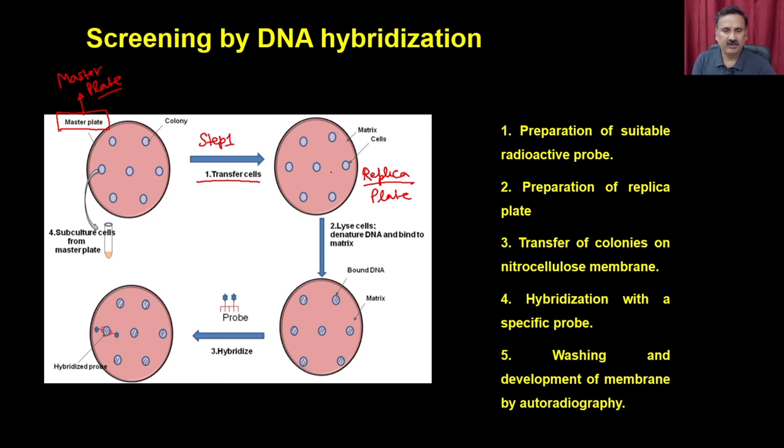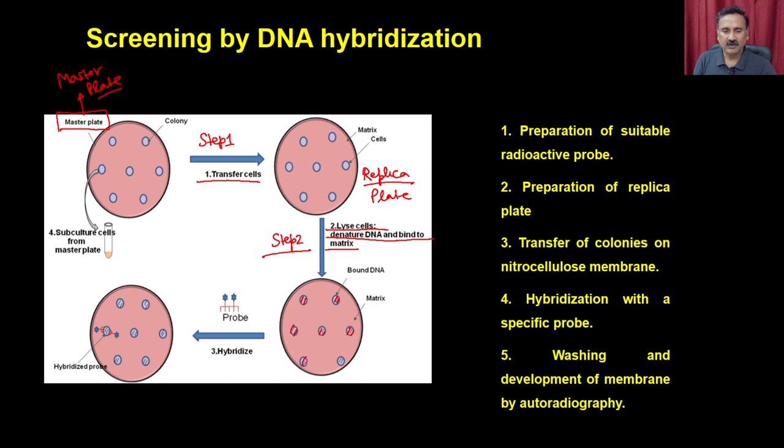Now in step two, you do the lysis of these cells. Once you lyse the cells, it denatures the DNA, and the DNA binds to the matrix. All these are cells, so they get lysed and the DNA comes out from these cells, but it is not washed away because it binds to the nitrocellulose membrane.